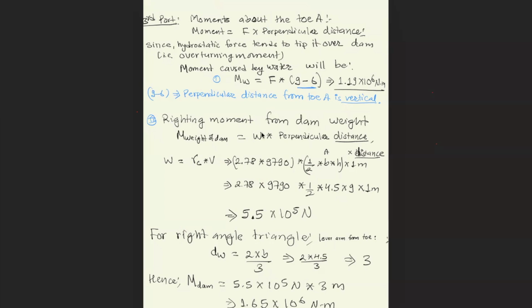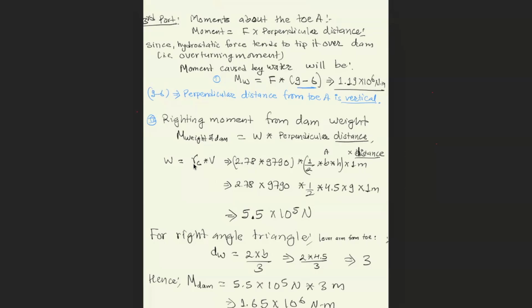For computing the resisting moment from the dam weight, the moment of the weight of the dam will be equal to weight times perpendicular distance. For finding the weight, we know the specific weight of the dam is given as 2.78, times volume.